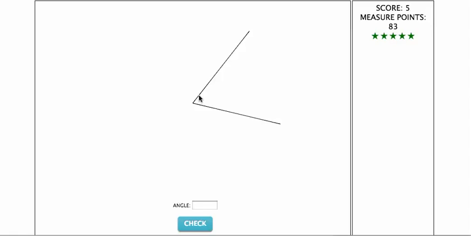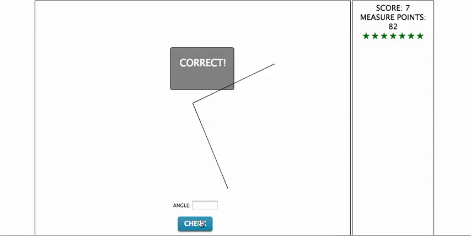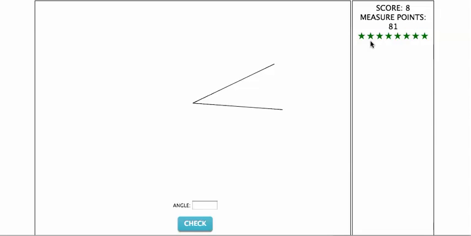Let's do a couple more. This is an acute angle. Let's go with 65 degrees. Only 1 degree too high. It was 64. This one looks just about 94 degrees to me. Exactly right. So I have 7 angles and 82 measure points. This one looks pretty close to 90. Let's go with 91. And it was exactly 92. So every one I've done so far, I've gotten a green star.